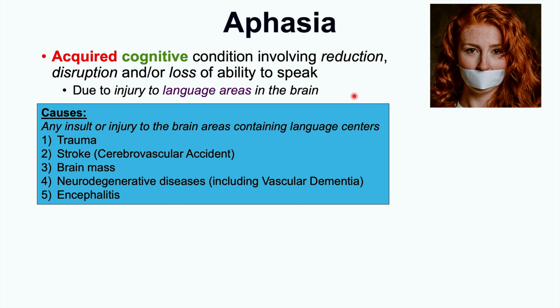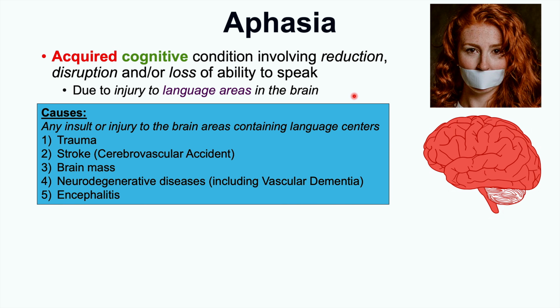Now, there are a variety of causes of aphasia, and essentially they are any insult or injury to the brain areas containing language centers. So some of these are going to include trauma. So if there's a head injury or head trauma to those particular language centers, that's going to be one particular cause. Another very important cause is going to be a stroke or cerebrovascular accident. This can either be an ischemic or hemorrhagic stroke that affects those areas of the brain that are involved in language. We can also see it from a brain mass.